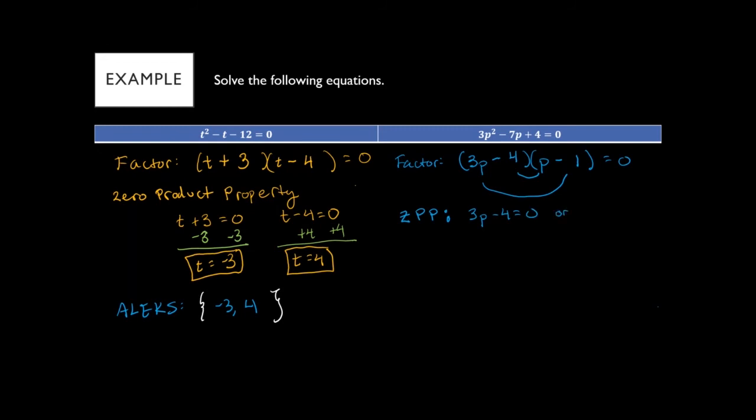And some teachers get really explicit and want you to put the word or in between them. I don't worry about that. I don't care if you put the word or there or not. Don't put the word and, because they're not necessarily both true. You can't have 2 values for p at the same time.